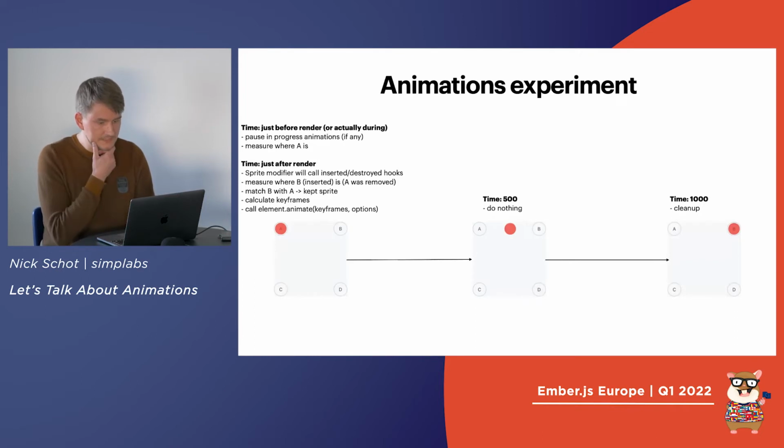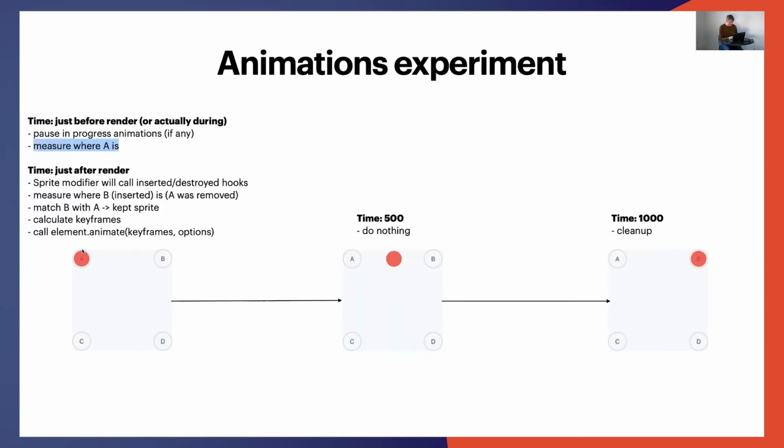Yeah, so this is basically the same kind of screen as we saw for Ember Animated, but the biggest difference is that all of the work is done ahead of time. So just before render, when we get notified by Glimmer that a render is going to happen, we pause in-progress animations if there are any, so that we handle interruption properly as well. We measure where A is, and then just after render, the sprite modifier will let us know if there's any changes.